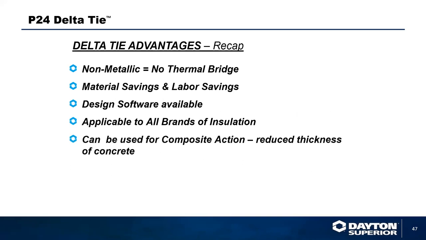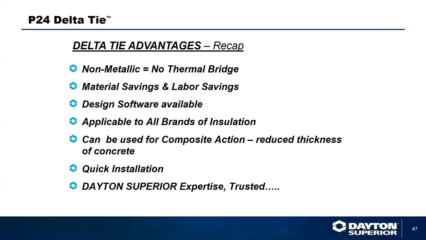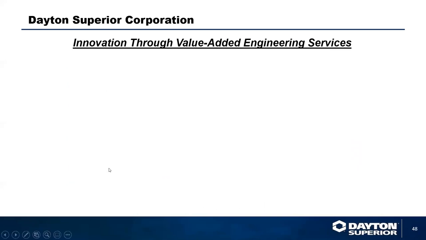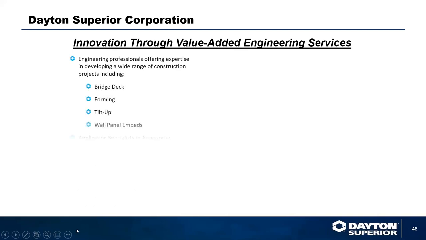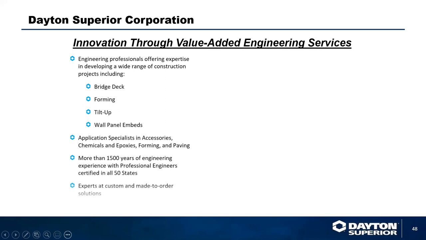Typically, when you're looking at the advantages of the Delta Tie, it's non-metallic, so you have no thermal bridging, material savings, and labor savings for the install. Design software is available, and it's applicable to all brands of insulation, so we aren't tied into any specific brand, blue board, pink board, et cetera. It can be used for composite action, so you can reduce the thickness of the concrete. It's a quick installation, and obviously Dayton Superior is a recognized name, and we have a lot of value added to that. There are a lot of people and a lot of good products right behind this.